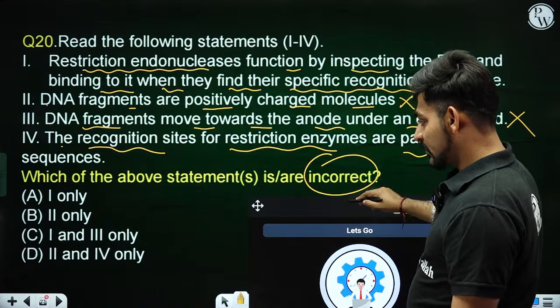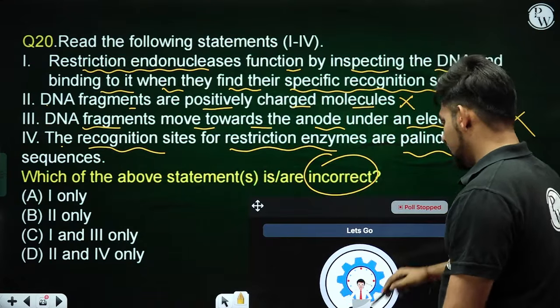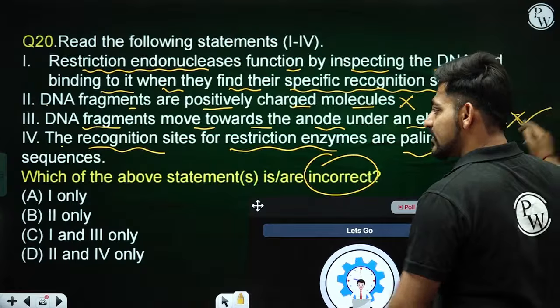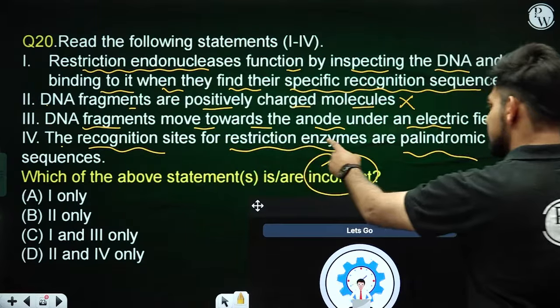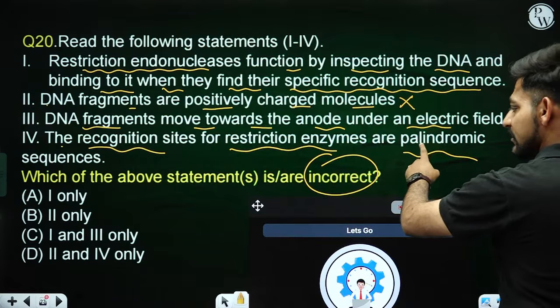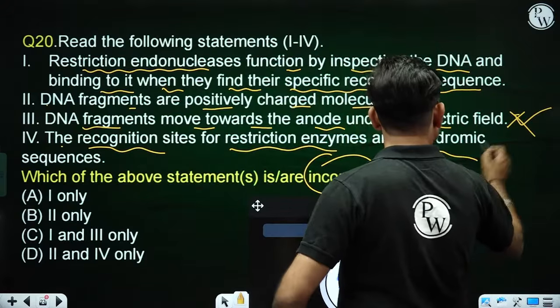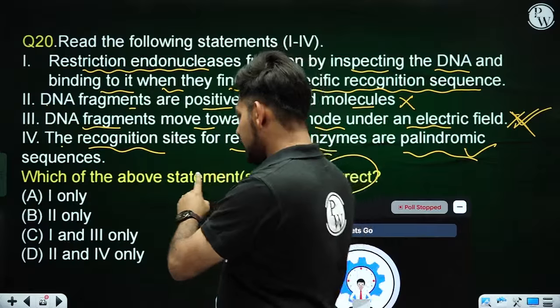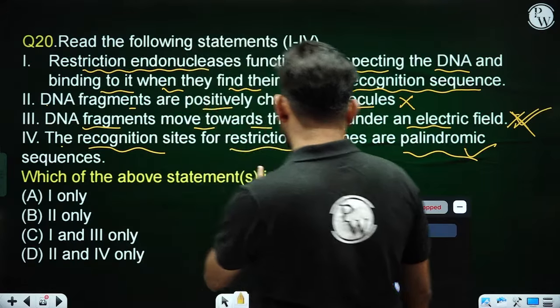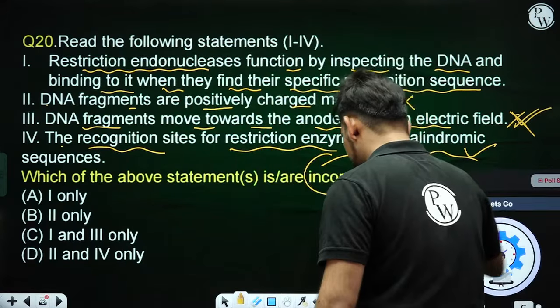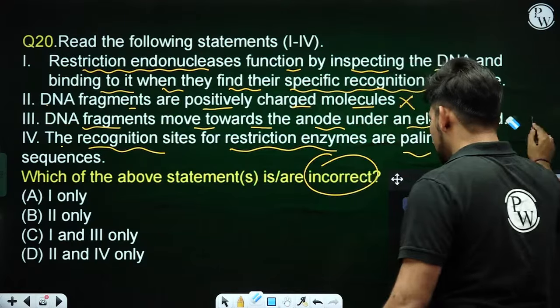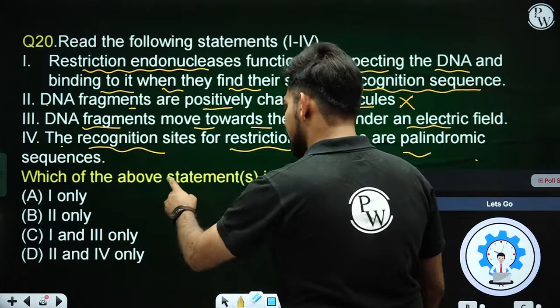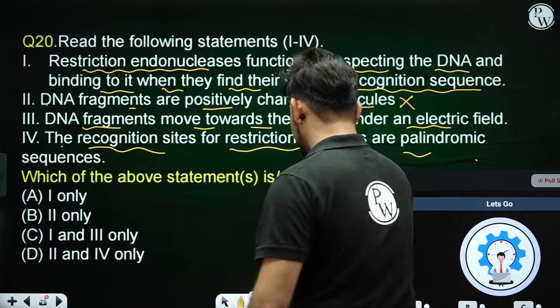Two, this is right. The recognition sites for restriction enzymes are palindromic. So this is also true, this is false. So 2 and 3, sorry 1, we have to search for, what was the question? Incorrect. Okay, which of the above statements are incorrect?